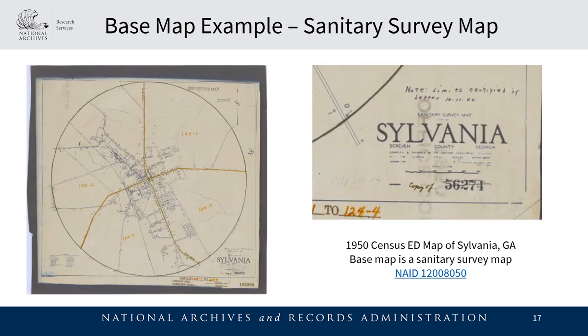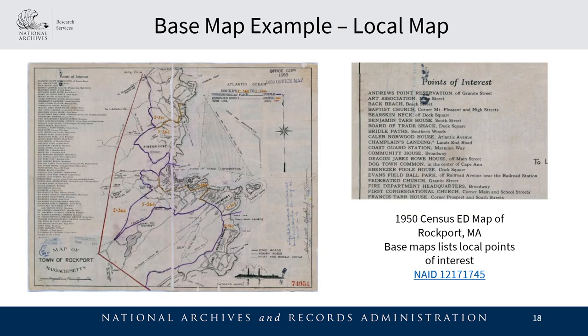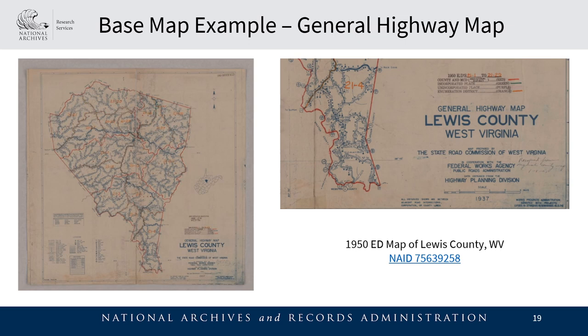Here are a few examples of base maps used by the Census Bureau. The first example is for Sylvania, Georgia, and the base map used is a sanitary survey map. Our next example, a map of Rockport, Massachusetts, is a locally or commercially produced map, possibly made for tourists or visitors, which shows local points of interest, including beaches, churches, and parks. Many of the base maps used were general highway maps, similar to this map for Lewis County, West Virginia. These maps often do not include many details, showing only highways and the locations of cities or towns within a county.